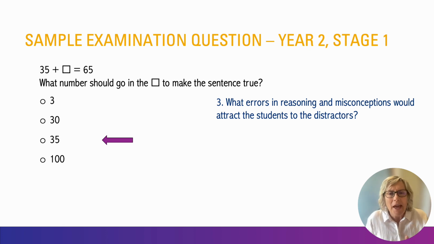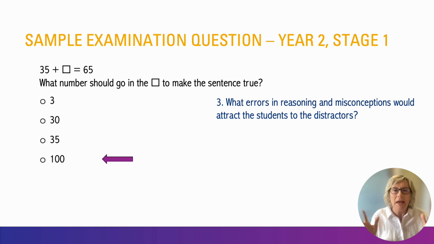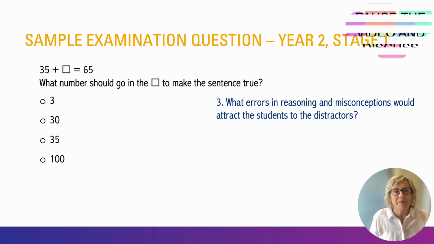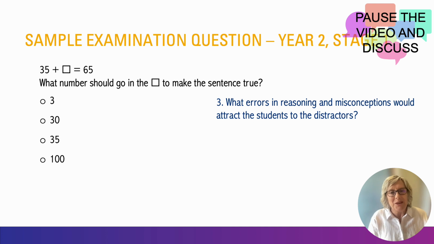Maybe lost track if they were counting on. They may have added the correct value of the tens, but the incorrect values of ones by including the 5 from the original 35. Or they may think when a number is being added ends in 5 and the answer ends in a 5, then the addend must also end in a 5. 100. Well, a complete misunderstanding of the format of the question, so they've added all known numbers. Please pause the video and discuss.